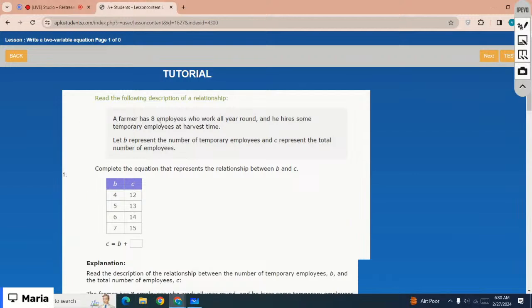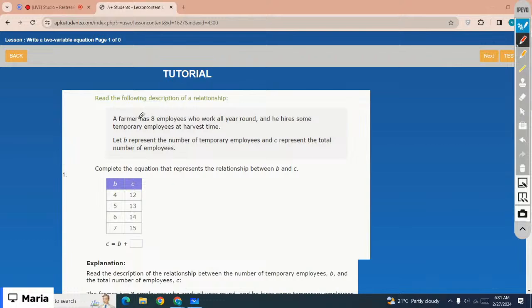A farmer has 8 employees, right? This is a very important line, who work all year round, and he hires some temporary employees at harvest time. Let B represent the number of temporary employees and C represent the total number of employees. The basic thing here is you have to read the description carefully, then you have to look at the table. You have 8 employees here.